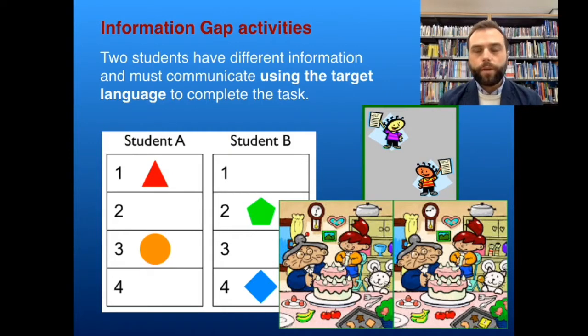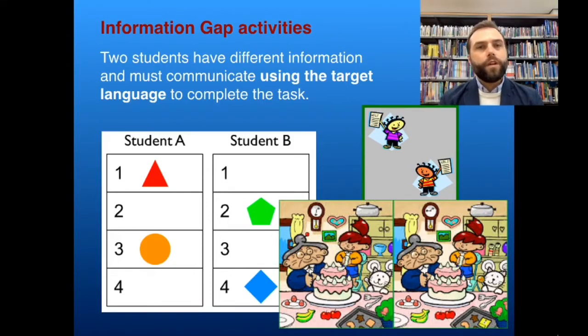The reason I wanted to make this video is because most other kinds of communicative activities are pretty well known and pretty easy to understand. Okay, so things like debate, survey, role play, most of us can easily understand what those kinds of activities might entail. But information gap activities are quite specific to language teaching. So I wanted to make a video with some examples to show you.